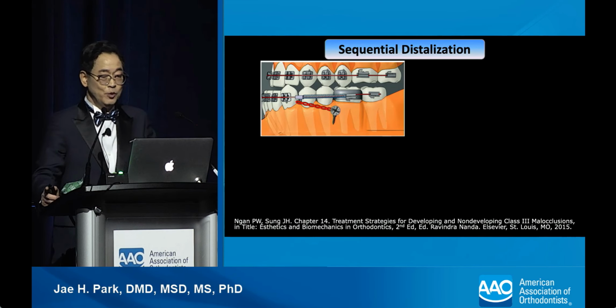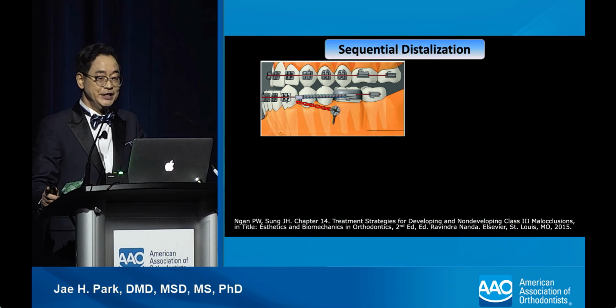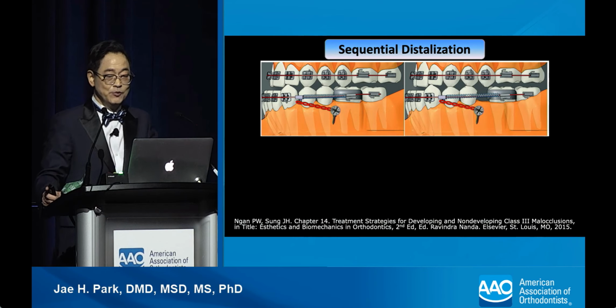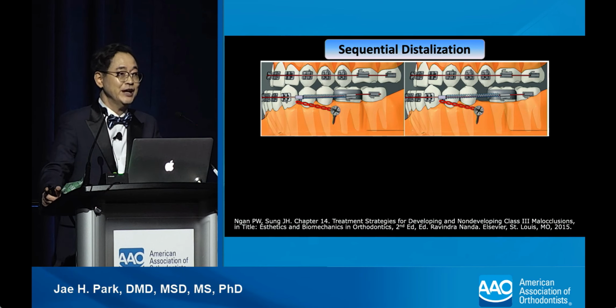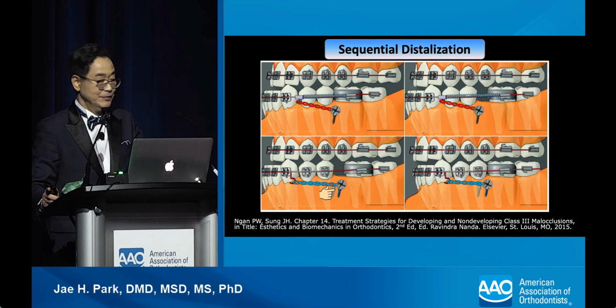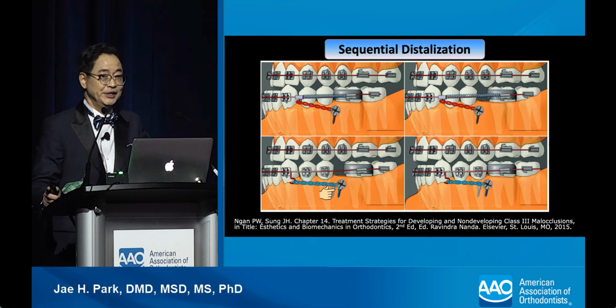Distal movement of posterior teeth using open coil spring and lower power chain and a TAD. Posterior teeth were moved distally to gain a class 1 molar relationship. Then, the TAD was located distally to retract the anterior teeth.